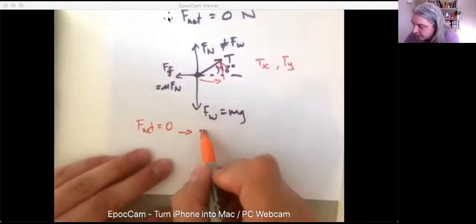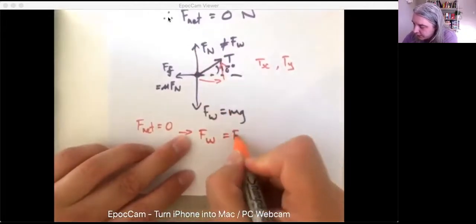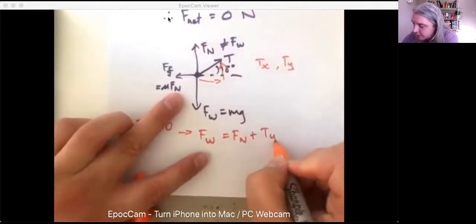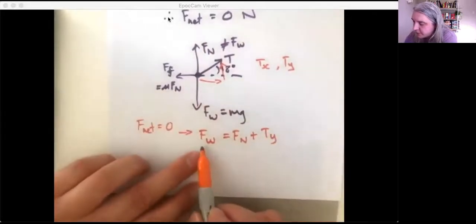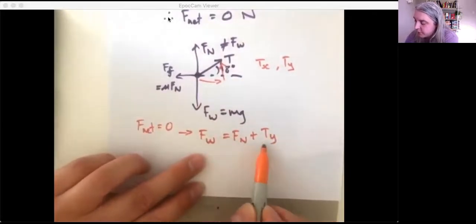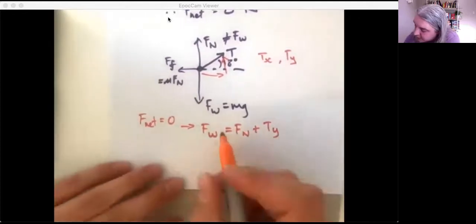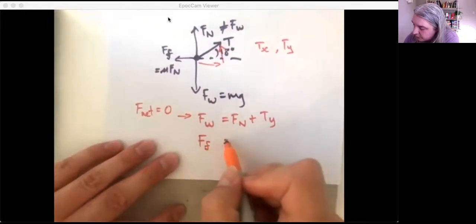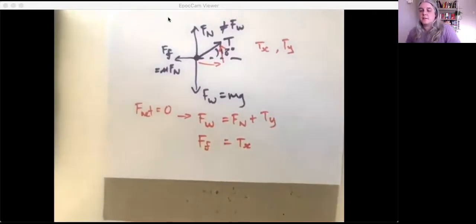So if F net equals 0, that tells us that Fw is equal to Fn, we're just talking magnitudes now, and Ty. We've got those two in the up direction, that one in the down direction. So the magnitude of F weight has to be equal to the magnitude of normal force plus the magnitude of the tension in the y direction. And in the horizontal direction, we have Ff is equal to Tx. Those are the only two horizontal forces. So that is what our system comes down to mathematically.